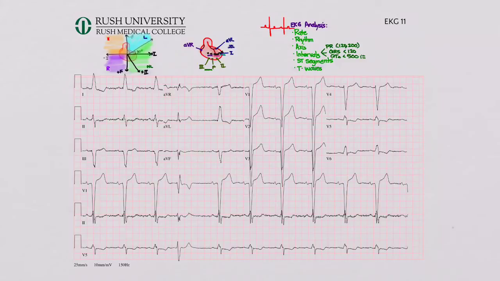So the rhythm is going to be, let's see, well, there's a P, QRS, P, QRS, P, QRS. No P, because this is some ectopic beat. P, QRS, P, QRS. So I think this is a sinus rhythm here, okay?